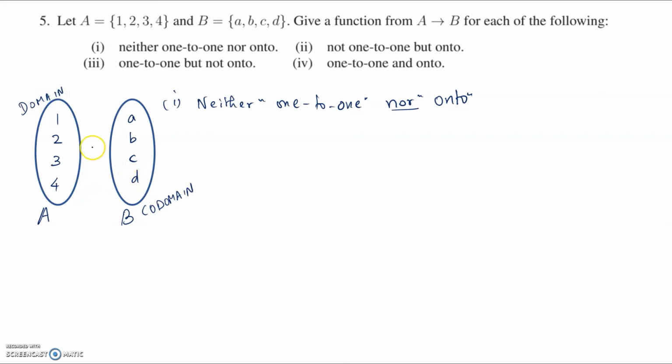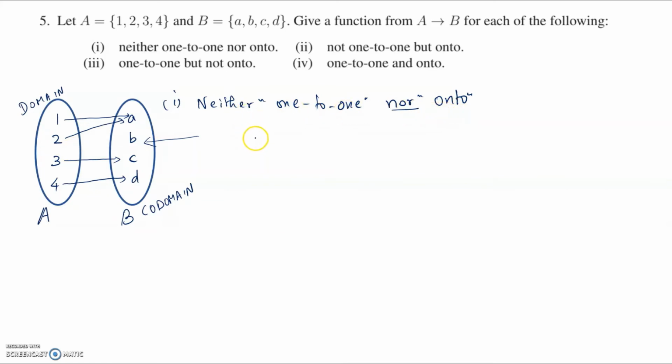So let's try. Let 1 be associated with a, 2 be associated with a, 3 be associated with c, 4 with d. So here you can see clearly that it's not a one-to-one function because 1 and 2 are associated with a in the range. And it's not an onto function because b is not associated with any element in A. Therefore, it's neither one-to-one nor onto function.